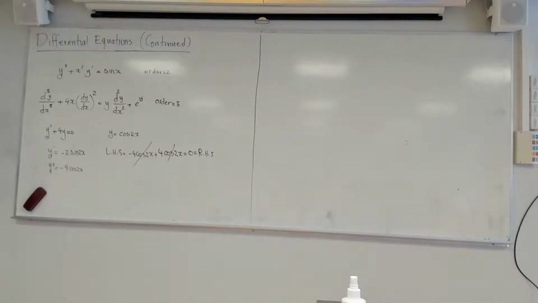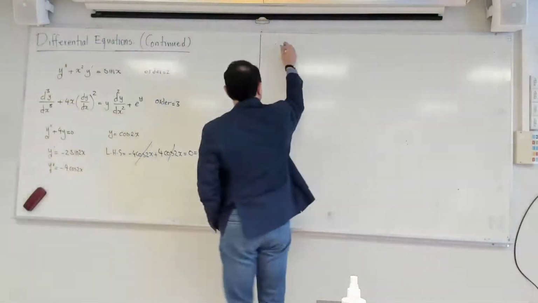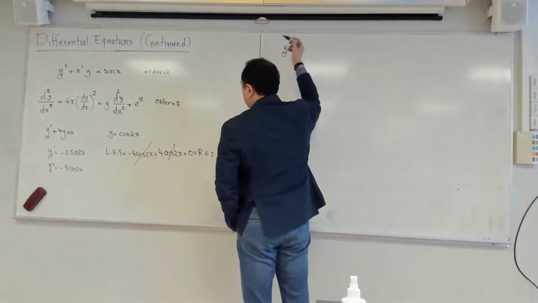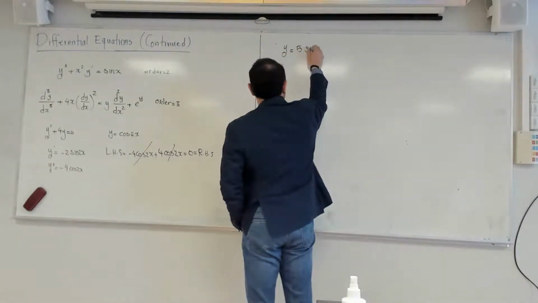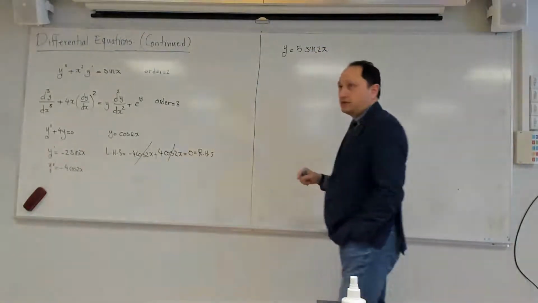But we cannot consider it the general solution. Yes, I can have another solution. If you remember, I can also start from here: y equals, let us say, 5 sine 2x. That is also a solution for the same differential equation.